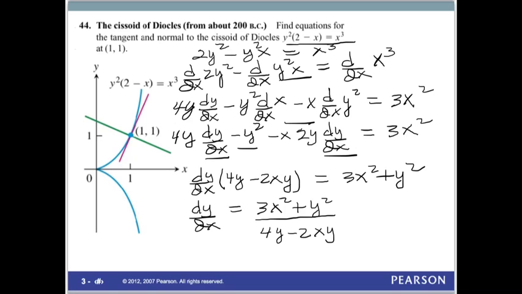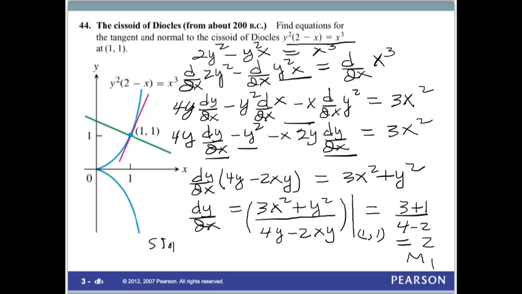And notice, calculating this at the point (1, 1), x equals 1 and y equals 1, plugging in x equals 1 and y equals 1, we get 3 plus 1 divided by 4 minus 2 equals 2, which we will call M1, which is the slope of the tangent line.